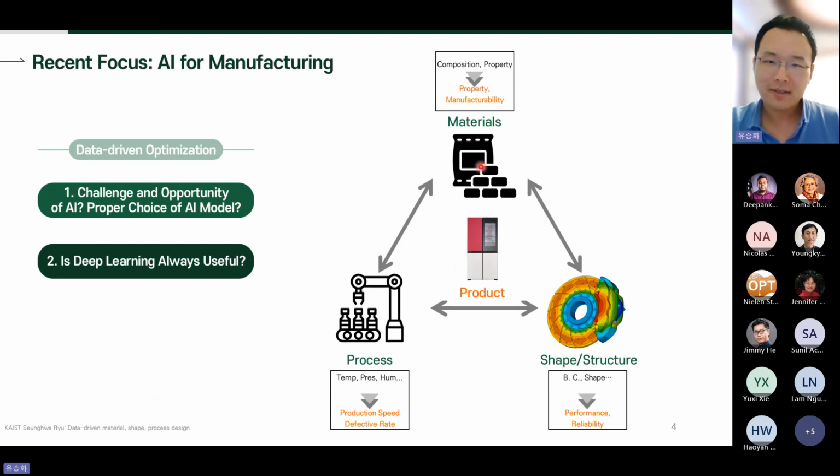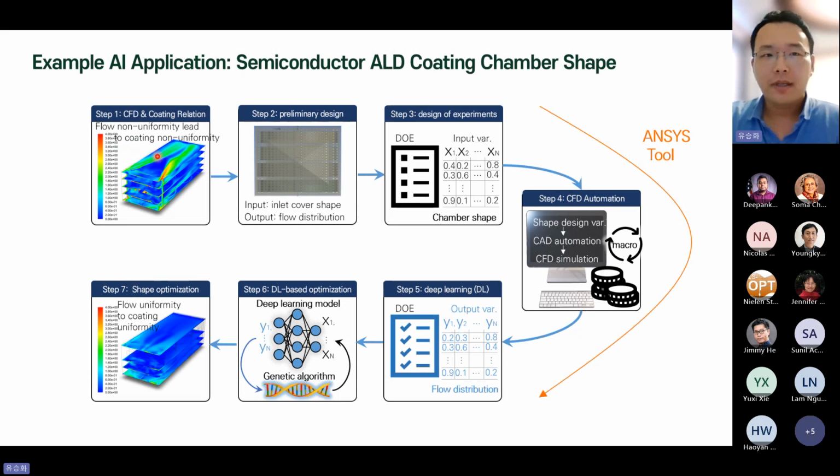So the questions I have asked regarding these 3 aspects were, what will be the challenge and opportunity of AI? What will be the proper choice of AI model in the plethora of AI papers? And the second question I also had, in collaboration with manufacturing companies in Korea, was, is deep learning always useful in engineering applications?